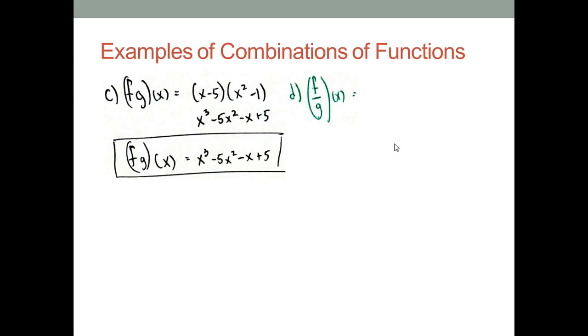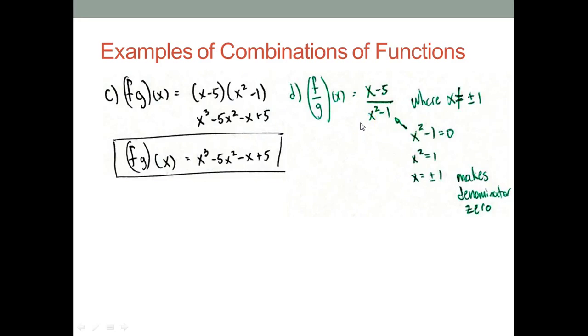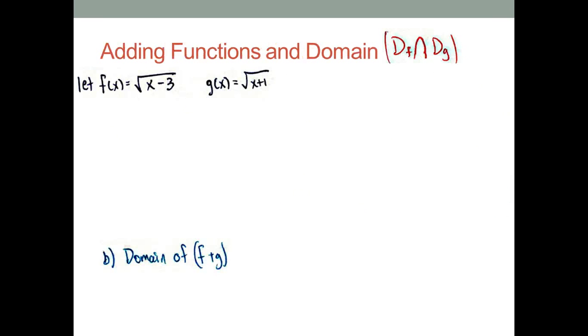So let's look at a quotient. If I'm looking at a quotient, I just divide them, so I put g of x in the denominator. And here, this arrow reminds me that whenever I have a fraction, I have to know where the denominator cannot equal 0. So I set x squared minus 1 equal to 0 to solve for this. Move the 1 to the other side and take the square root. Remember the square root rule: the square root of 1 is positive or negative 1. So that makes the denominator equal to 0 at positive or negative 1. So x cannot equal positive or negative 1. Those are exclusions from the domain of f over g.